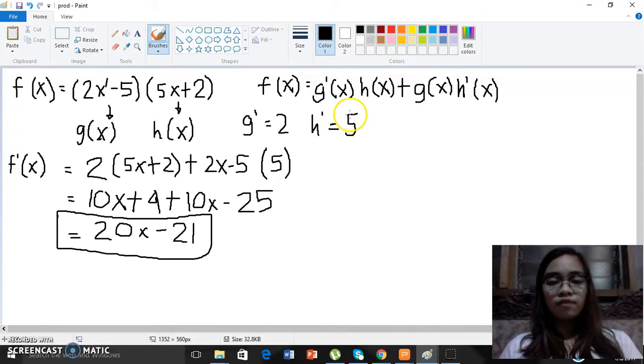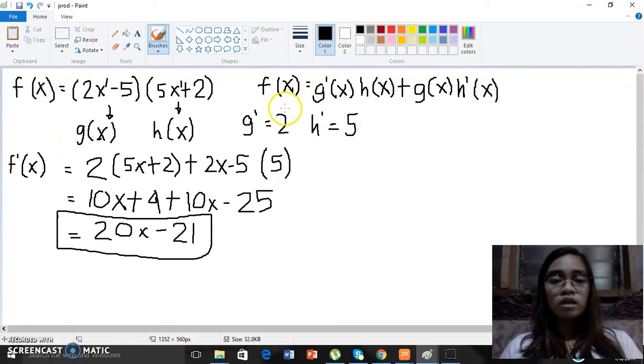And then next is h prime, which has a value of 5. Where did I get this 5? I get it here, in 5x plus 2. I also put an imaginary 1 here and multiplied it by 5. So 1 times 5 is equal to 5. And since 2 has a quantity of 0, h prime is just equal to 5.